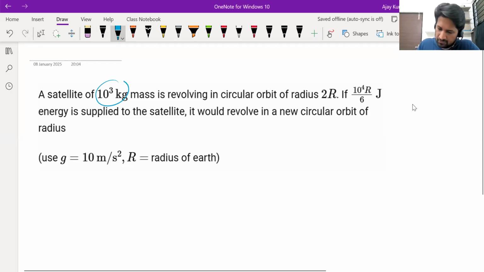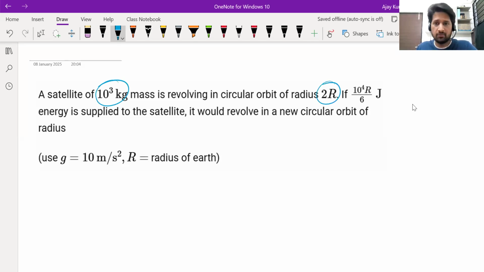So they have given the mass of a satellite and they have given the initial orbit in which it is revolving. And they ask how much energy is supplied to the satellite, which is already revolving in this orbit. Then it would revolve in a new orbit of what radius? Okay, and the answer should be in terms of r.